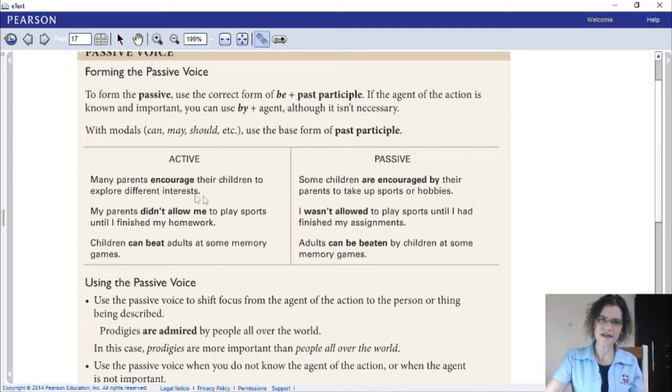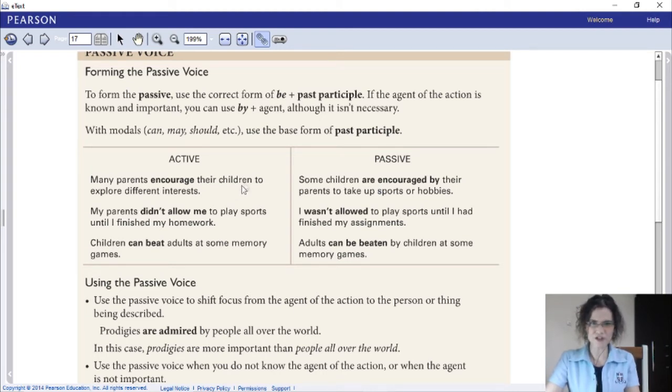Because this sentence in the active is in the simple present tense. So we will add the verb be, in the present tense. That means we have to add am, is, or are. Now, since our subject in the passive is children, which is plural, more than one, in the present we use are. Some children are. We do not say some children is, or some children am.